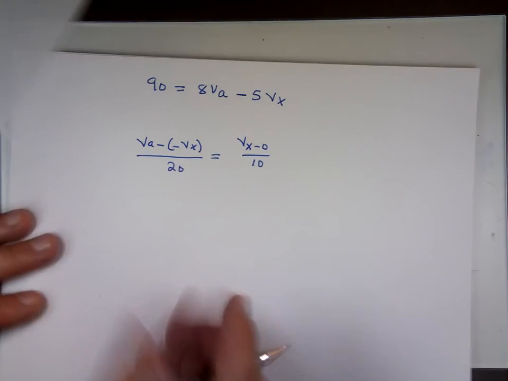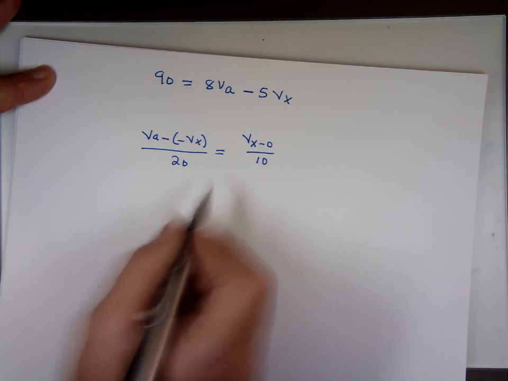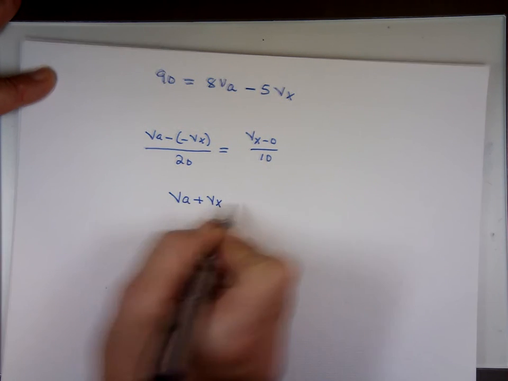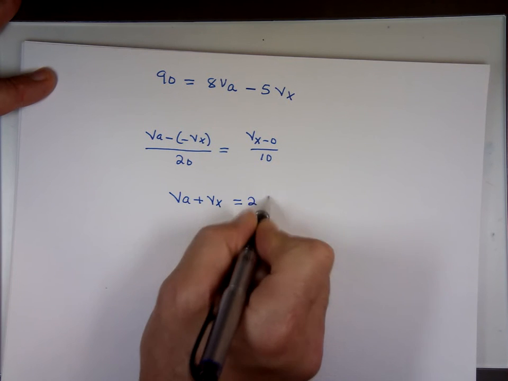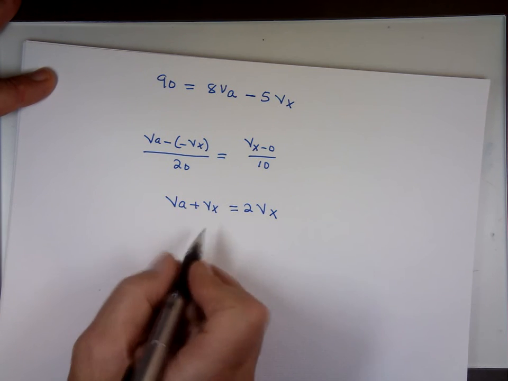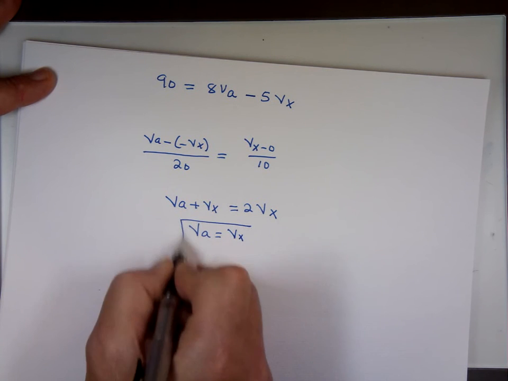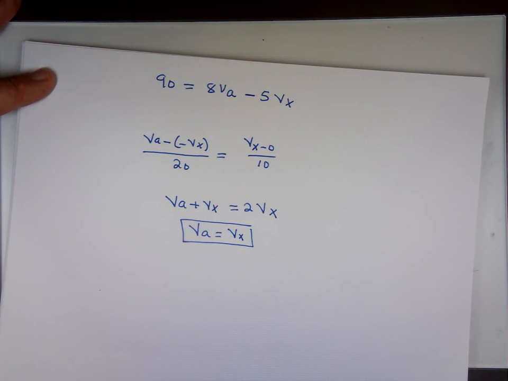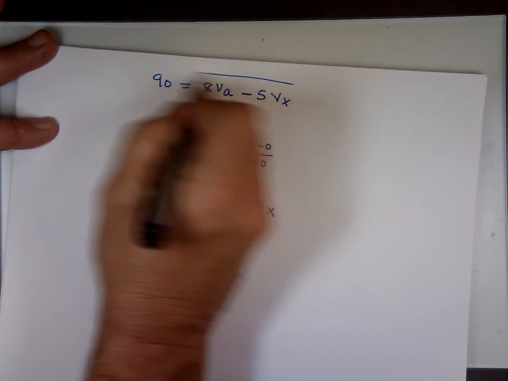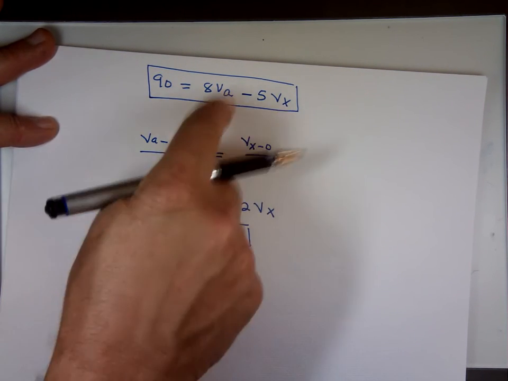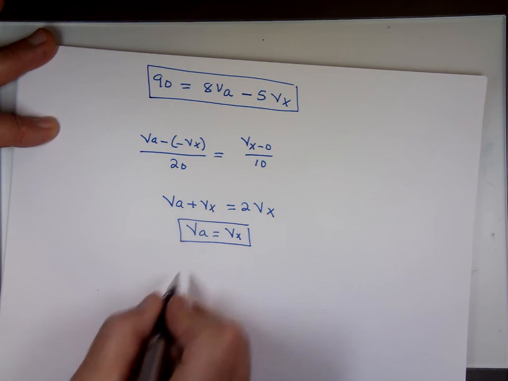Can I clean that one? Multiply by 20, VA plus Vx equals what? 2Vx. Oh, what do you know? What's VA equal to? VA is equal to Vx. That's my first equation. This is my second one. So go back to this one. Replace VA with Vx.